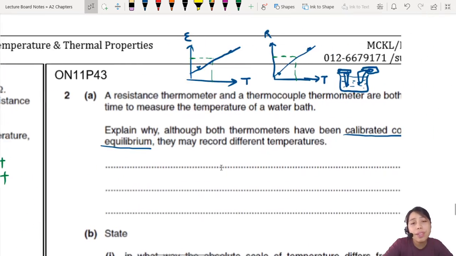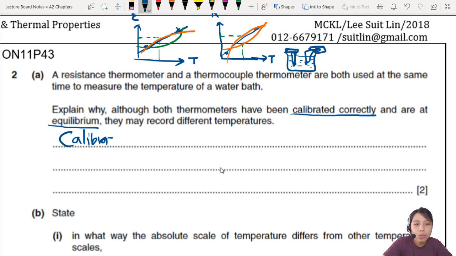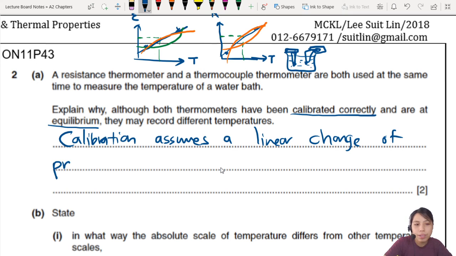But if they are not linear, then your readings are wrong. Although your calibration points are the same, maybe water and ice, in between maybe it's actually curved like this, maybe curved like that. Maybe this one is curved like this, maybe this one is curved like that. You don't know. So you have to explain the calibration problem. Firstly, calibration assumes a linear change of property, if resistance is changing linearly, if EMF is changing linearly, property with T.